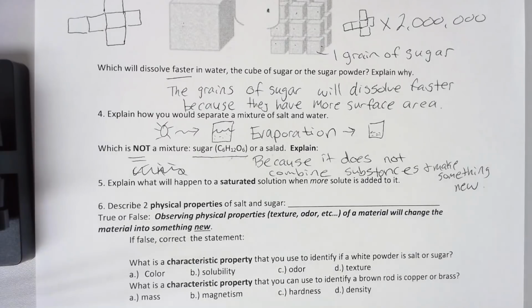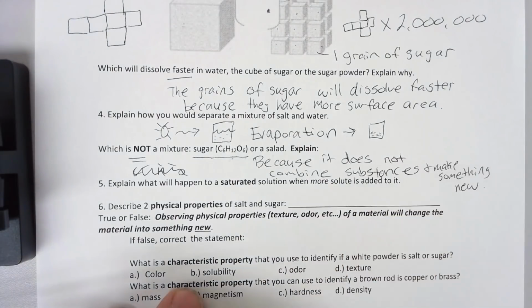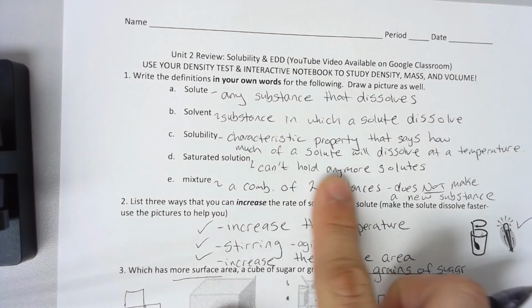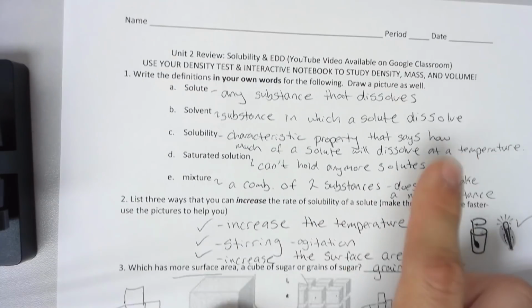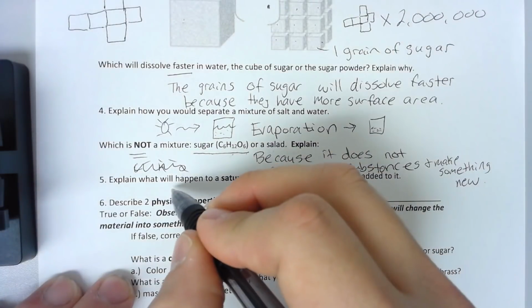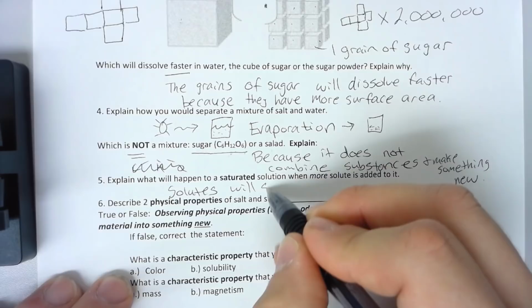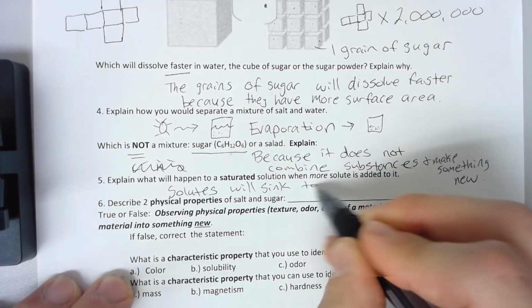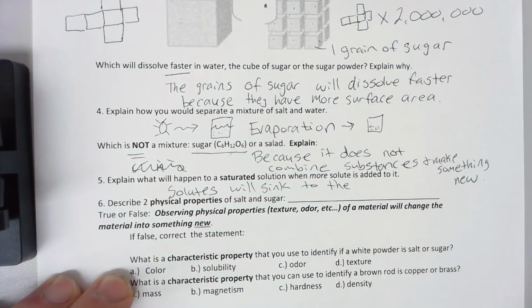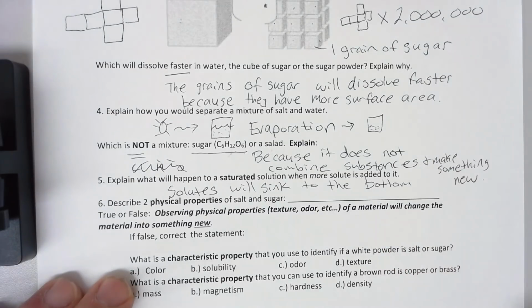Explain what would happen to a saturated solution when more solute is added to it. So if something is already saturated, that means it can't hold any more solutes, as we said. So what will happen if you add more solute? Solutes will sink to the bottom. And we saw that in the Glencoe online lab that we did.